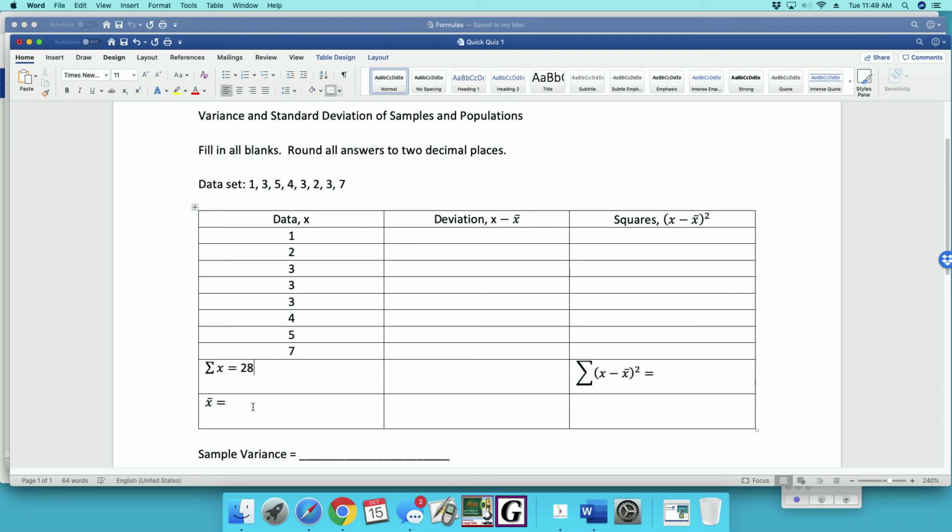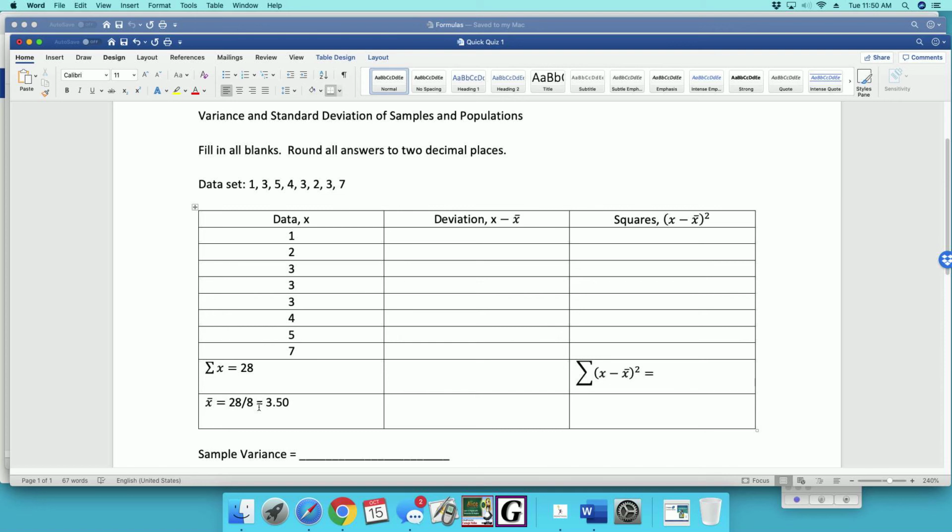Now if I wanted my average, it's going to be my total, 28, divided by how many there are. There's 1, 2, 3, 4, 5, 6, 7, 8, so n is 8. I'm going to do everything to 2 decimal places, so I set my calculator on 2 decimal places. And my mean is 3.50. So that's my X bar of my sample. X bar is the sample mean, mu is the population mean.